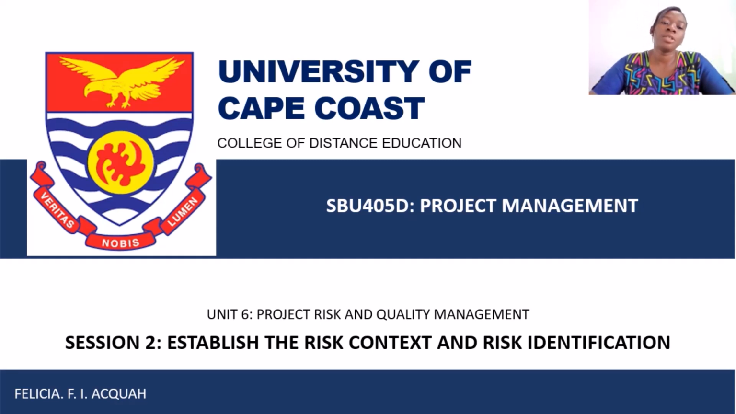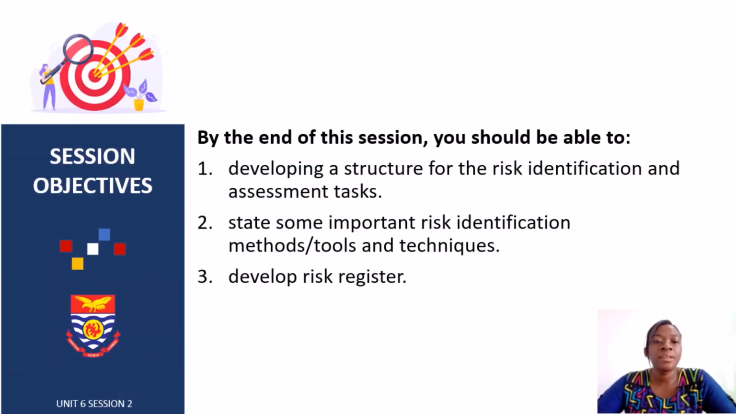I'll be taking you through Unit 6, Project Risk and Quality Management. We're going to continue with Section 2, where we establish the risk context and risk identification. By the end of this session, you should be able to develop a structure for risk identification and assessment tasks on your project. You should be able to state some important risk identification methods, tools and techniques. You should also be able to develop what we call the risk register.